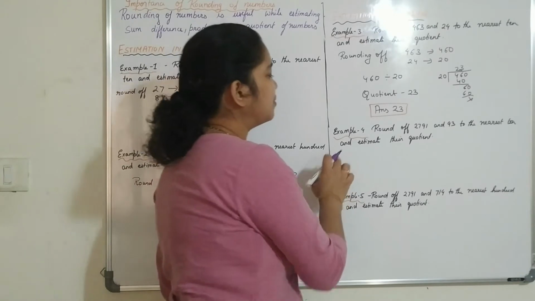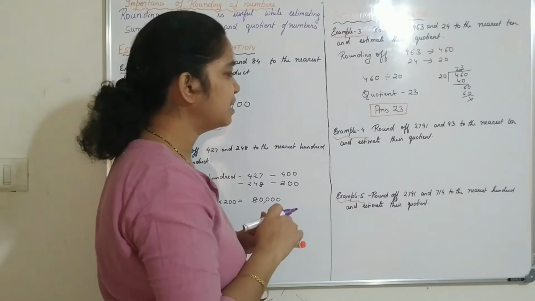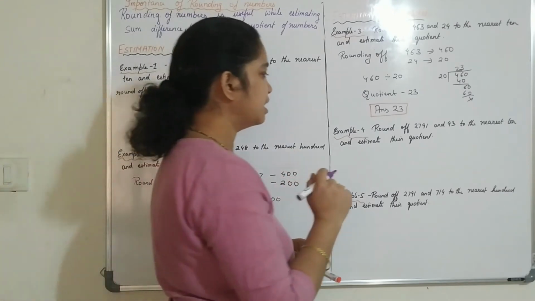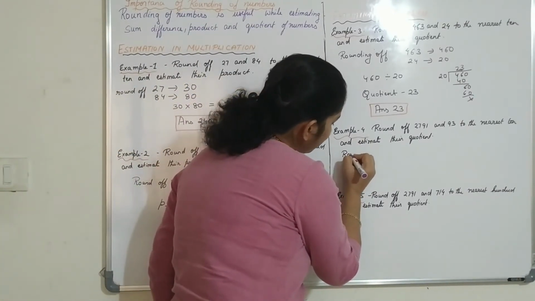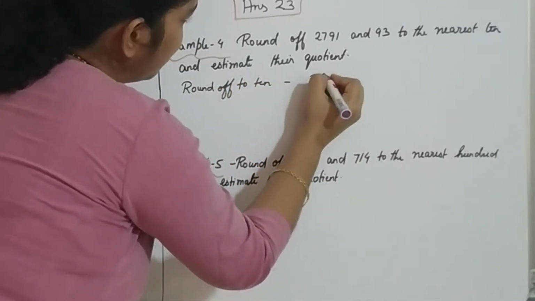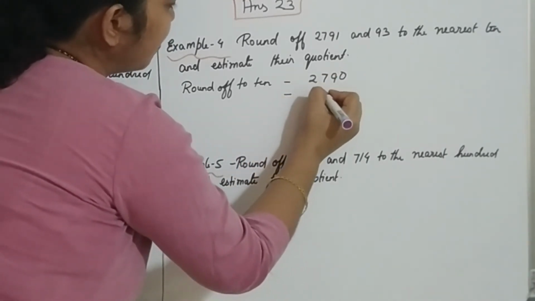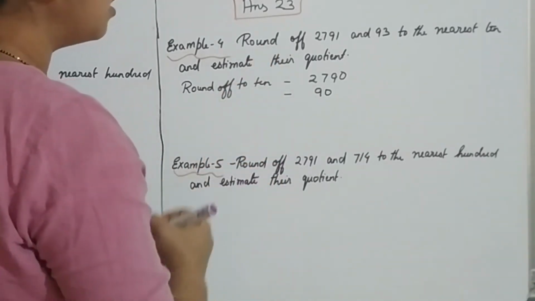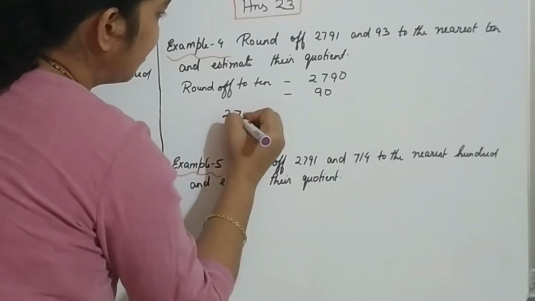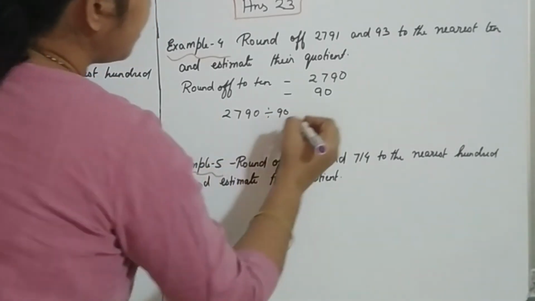Now in the fourth example, you have to round off 2791 and 93 to the nearest 10 and estimate their quotient. Here also you have to round off to the nearest 10. So 2791 becomes 2790. And round off 93: 93 will be 90. So we have done the rounding off. Now you have to find the quotient. Quotient means you have to divide. 2790 divided by 90.